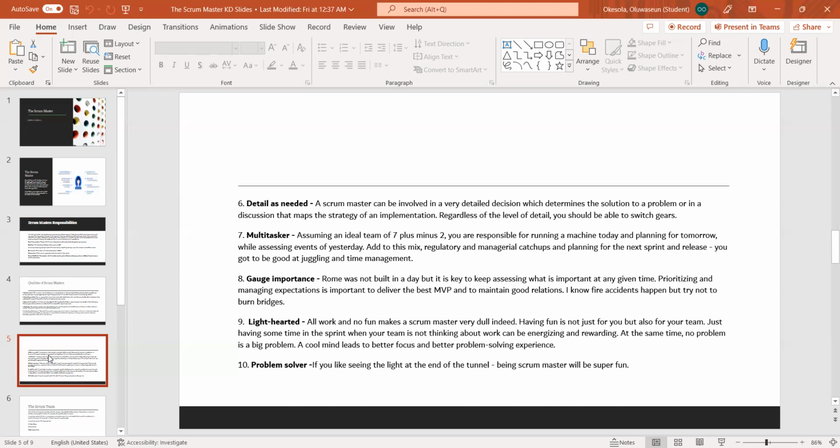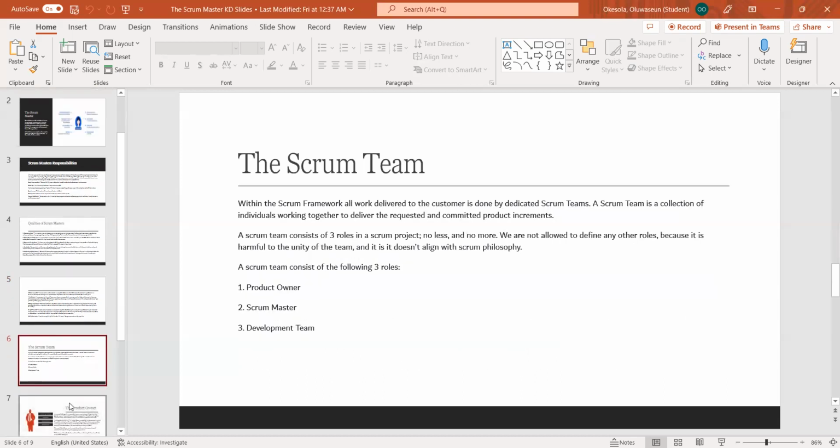It says at the same time, no problem is a big problem. A cool mind leads to better focus and better problem solving experience. And lastly, problem solver. A Scrum Master is a problem solver. Like we've talked about, who can better be a problem solver if not someone that looks out for the team and always removes impediments, removes blockers to ensure that nothing is standing in the team's way? So if you like seeing the light at the end of the tunnel, being a Scrum Master will be super fun, right? Then we move to the Scrum team.